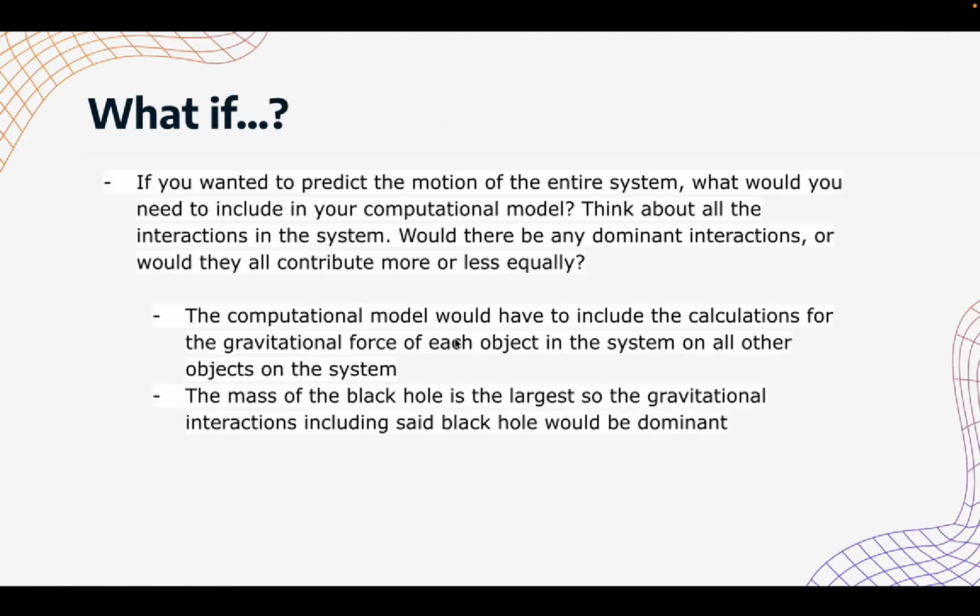So what if we wanted to predict the motion of the entire system? What would you need to include in your computational model? Well, you would have to think about all the interactions in the system, like would there be any dominant interactions, or would they all contribute more or less equally? And I decided that the computational model would have to include the calculations for the gravitational force of each object in the system on all other objects in the system. And the mass of the black hole is the largest, so the gravitational interactions, including this black hole, would be dominant.